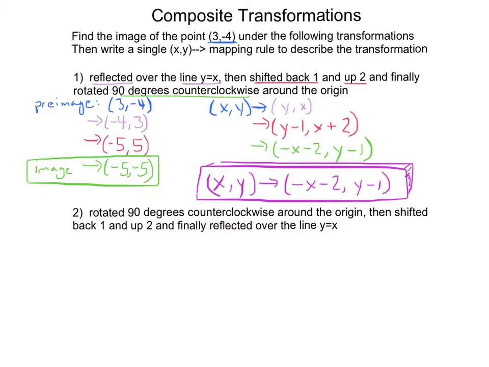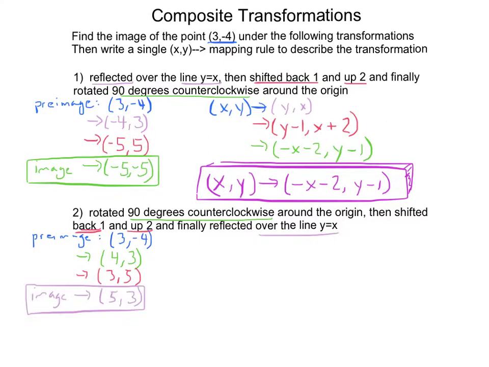Now, what if I do the same transformations, but I change the order of them? 90 degrees counterclockwise rotation is going to send me to (4, 3), and then I shift it to (3, 5). So my image winds up in a very different looking spot, (3, 5) versus (-5, -5). So order definitely mattered here, and our rule will also reflect that.